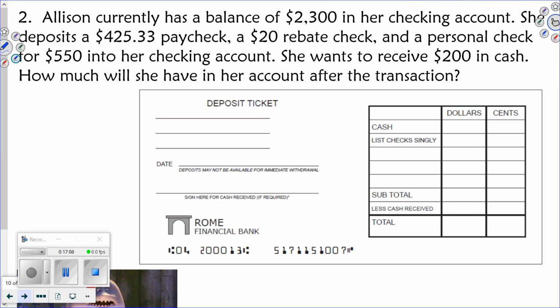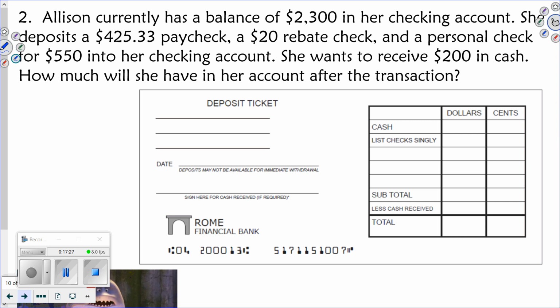Okay, Allison currently has a balance of $2,300 in her checking account. She deposits a $425.33 paycheck, a $20 rebate check, and a personal check for $550 into her checking account. She wants to receive $200 in cash. How much will she have in her account after the transaction?